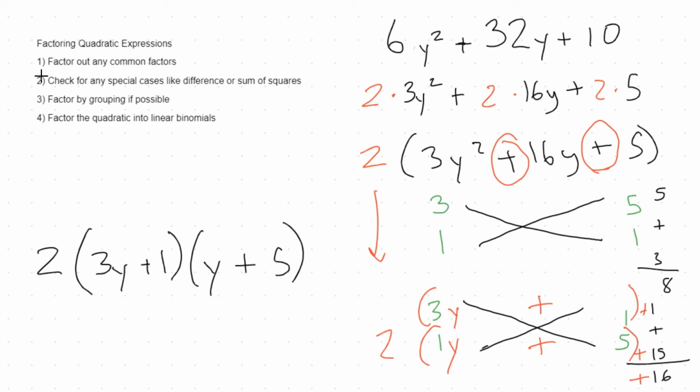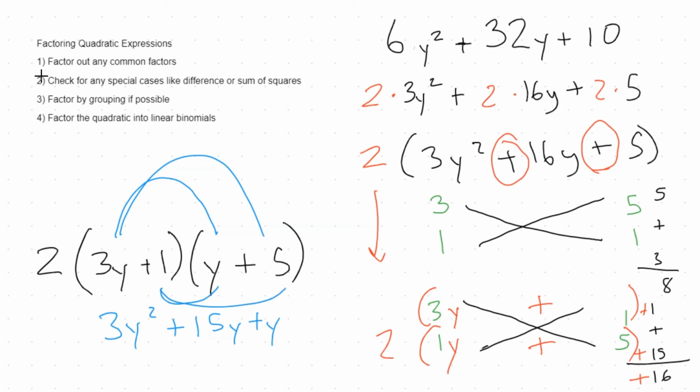So we'll start with 3y times y. That gives us 3y squared. 3y times 5 gives us 15y. 1 times y gives us a y. And 1 times 5 gives us 5. That way, every term in the first binomial got multiplied times every term in the second binomial. Now we still have our 2 out front here, and the middle terms can combine together.